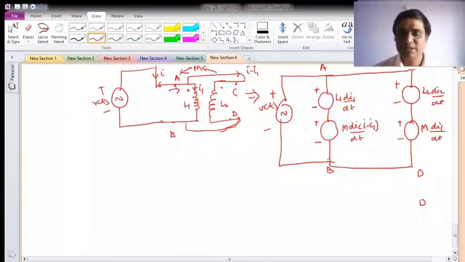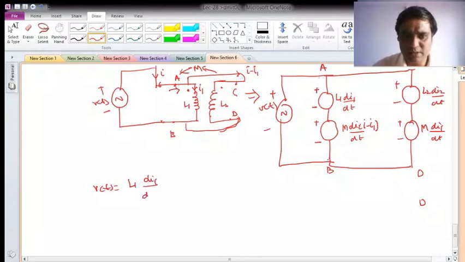Okay, now let us write the equation. So V of t for AB will be L1 di1 by dt plus M. Oh, I2 will not come.